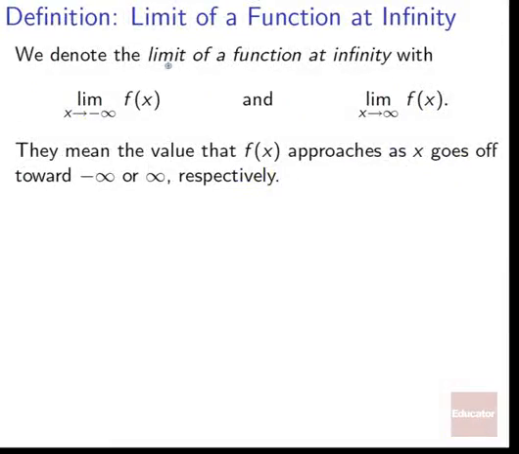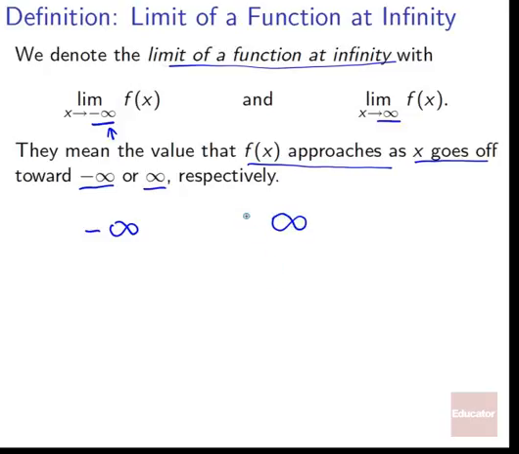All right. We denote the limit of a function at infinity with, even though it says at, we're really meaning as it goes towards, limit as x goes to negative infinity of f of x, and limit as x goes to positive infinity of f of x. And this means the value that f of x approaches as x goes off to either negative infinity or positive infinity, respectively. So negative infinity with an actual negative sign means negative infinity, and infinity just on its own with nothing there, we just assume that there's a positive sign in front of it, even though we don't see it. So if you don't see a symbol, it's assumed that we're talking about positive infinity as opposed to negative infinity, right? So negative infinity would go off to the left, whereas positive infinity, or just infinity with no symbol, goes off to the right forever.